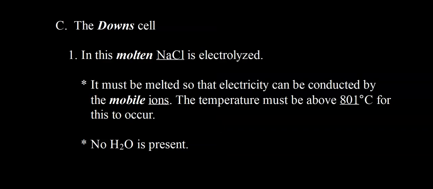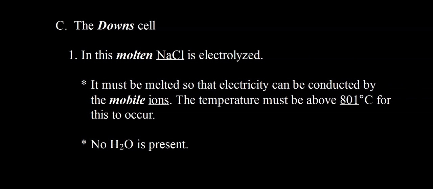Let's start with the electrolysis of molten sodium chloride. So it says in this, molten sodium chloride is electrolyzed. Now something that's important to understand is the composition of what you are working with. So first of all, it says the sodium chloride must be melted so that electricity can be conducted by mobile ions. Remember, as a solid, those ions are not mobile, they're not able to move around very much. So we need to melt this substance.